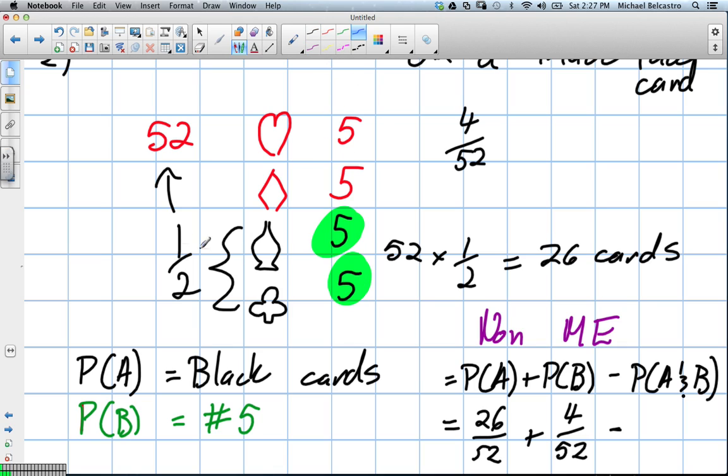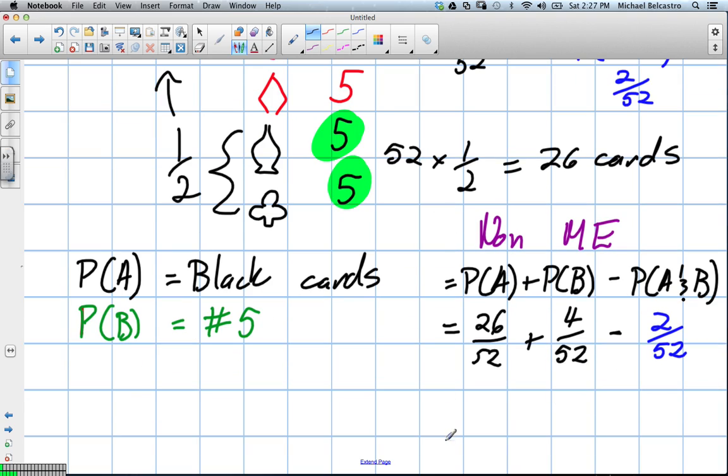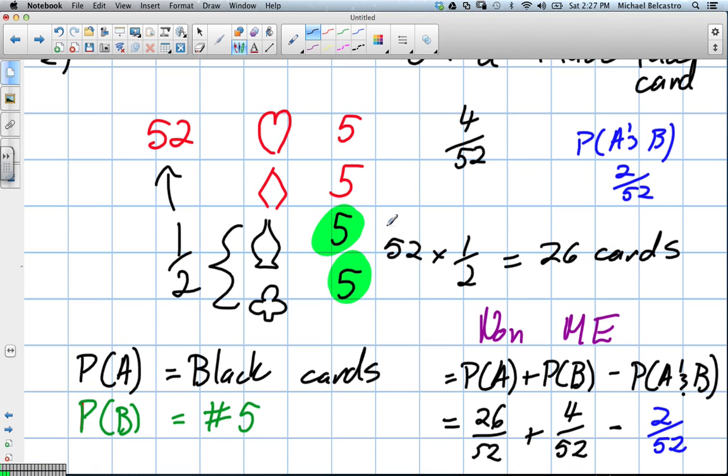Minus A and B. Well, how many black number 5s are there in a deck? 2, that's right. So P of A and B is actually 2 out of 52. So we subtract that 2 out of 52. Okay. So when we go to do this, our denominator, I kept them all the same, luckily, is 52. So 26 plus 4 is 30 minus 2, so we should have a 28 out of 52 chance of grabbing a black or number 5 card, because they're non-mutually exclusive.